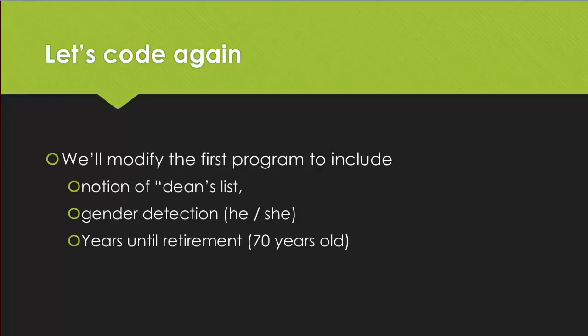So let's go back and modify our code. We're going to modify our code to be a little smart. It's going to have a little gender detection in there. We're also going to have this notion of whether you made the Dean's List. And then we'll also calculate how many years you are from retirement. So if I'm 65 years old and retirement is at 70, then it's 5 years from retirement. Let's see if we can add these features to our program.